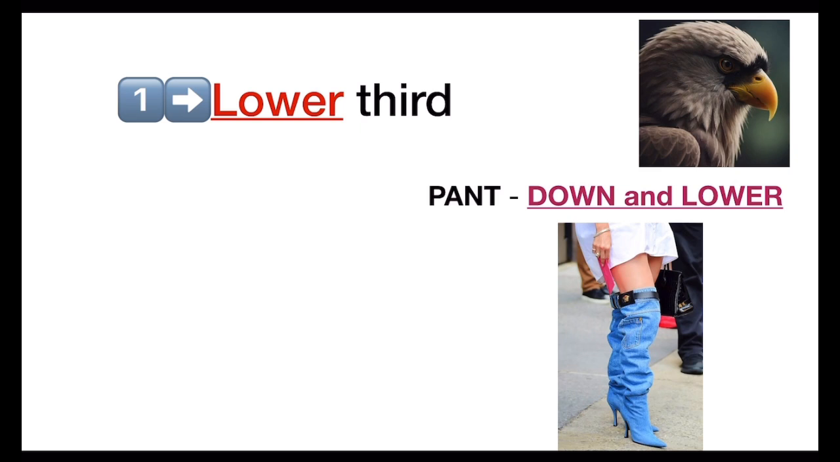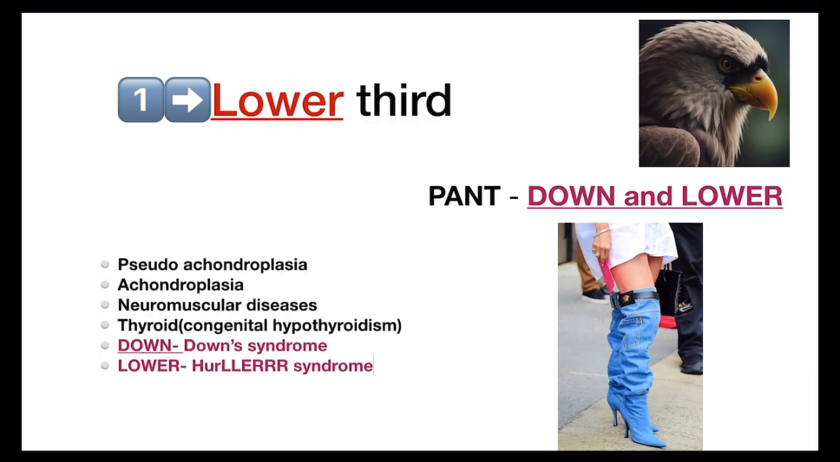So first scenario is lower third beaking. The mnemonic for lower anterior beaking is PANT, Down and Lower. P stands for pseudoachondroplasia, A for achondroplasia, N for neuromuscular diseases, T for thyroid, which in the pediatric population is obviously congenital hypothyroidism. Down is for Down syndrome and Lower resembles Hurler. So Lower is for Hurler syndrome.